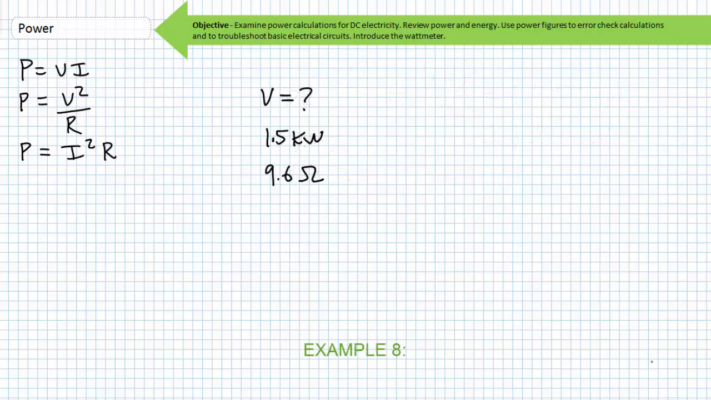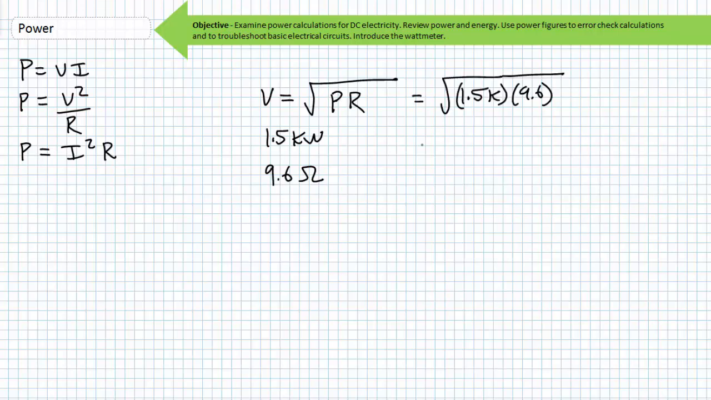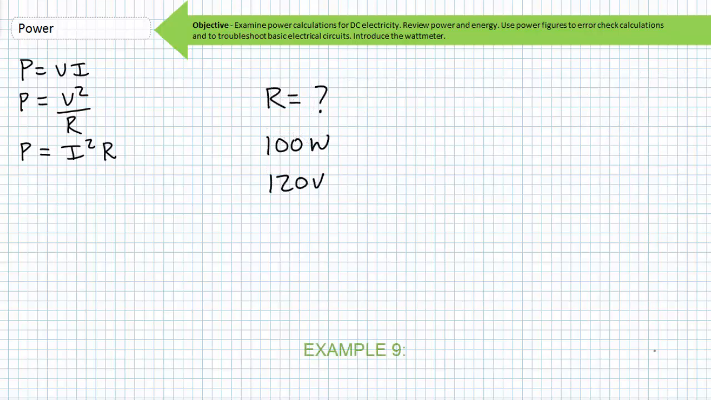Example problem 8. What is the voltage necessary to dissipate 1.5 kilowatts of power in an electric heater with 9.6 ohms of resistance? Trusting you did the algebraic manipulations, you'd realize that voltage is equal to the square root of power times resistance, where the square root of 1.5K times 9.6 is the square root of 14,400, or 120 volts. Finally, last one, example problem 9.